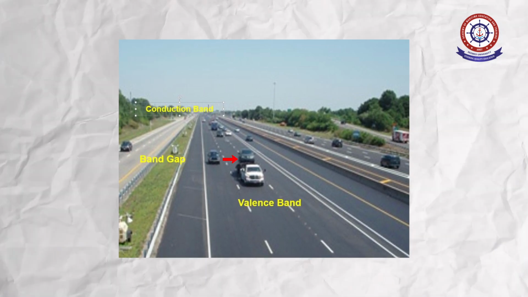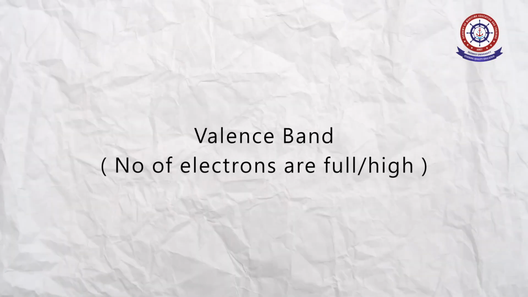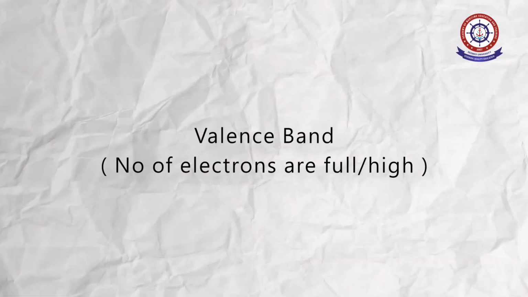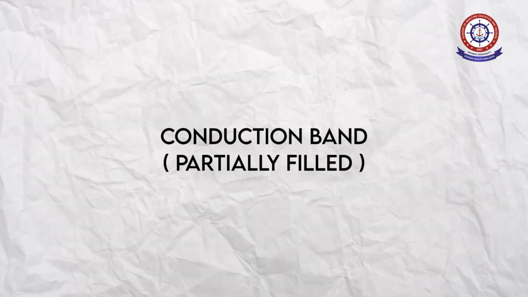On your right side will be a large number of vehicles. The large number of vehicles will be shown as an example of the valence band, where the number of electrons is almost filled or high. On the left side, that will be called the conduction band. It's partially filled or empty.